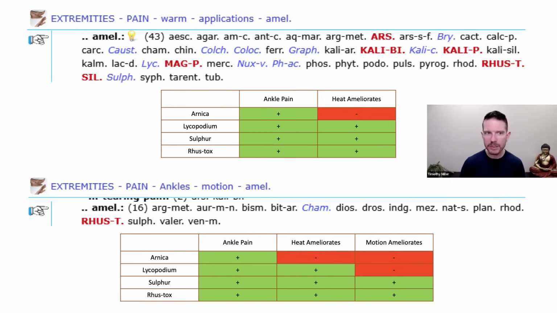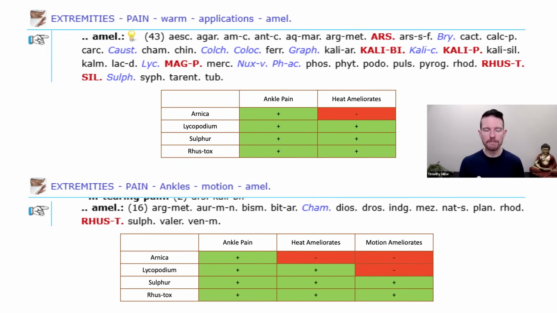Okay, can you see where we're going with this? So now that's 2 symptoms. But what if we had a third? Extremities, pain, ankles, motion ameliorates. Okay. So what this is saying is, even though my ankle hurts, even though I have pain in my ankle, it actually feels better. The pain feels better when I move my ankle, right? That's kind of weird, right? Like typically you've got something that hurts, you don't want to move it. You want to let it be still. So this is kind of a unique thing. Like, actually, no, my pain's better when I just keep walking around. Okay, so that is kind of a unique situation.